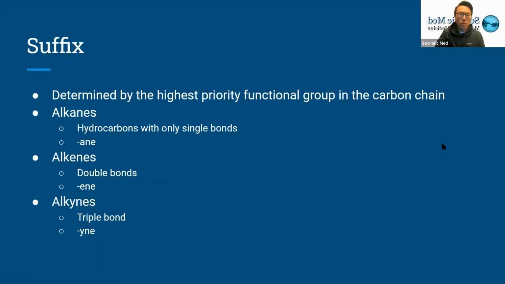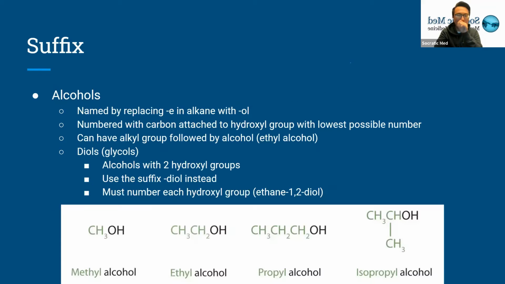Yeah, so those are for the hydrocarbons, single, double, and triple bonds. And then if the highest priority functional group is an alcohol in the chain, you can name it by replacing the E in the alkane name with OL. So instead of methane, it would be methanol, ethane would be ethanol.